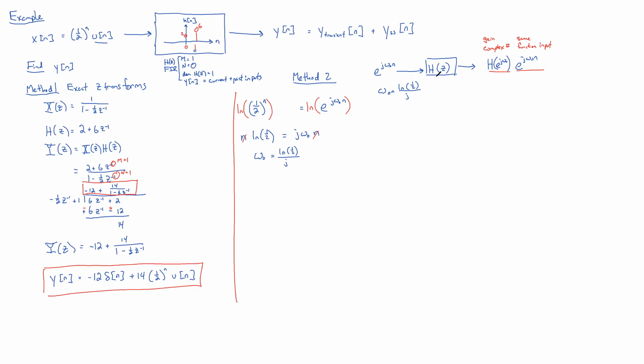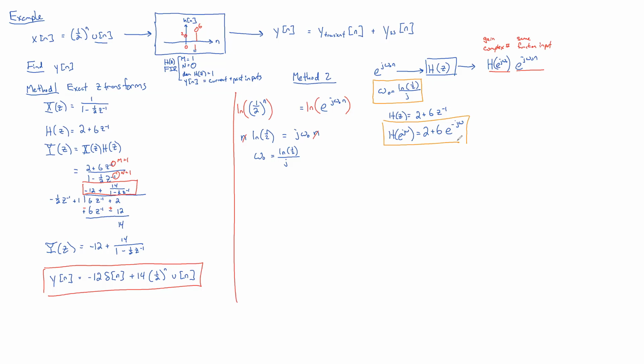We know what our H of z is, right? Our H of z is equal to 2 plus 6 z to the negative 1. It's the same thing as saying our H of e to the j omega is equal to 2 plus 6 e to the minus j omega. Just putting in e to the j omega wherever we see a z. So now we've got the two important parts to figure out our problem. We've got our complex frequency, and we've got our system.